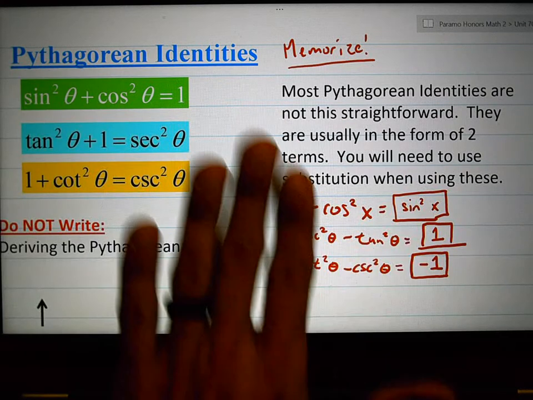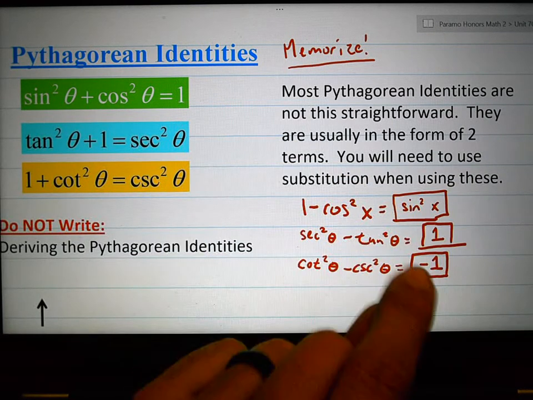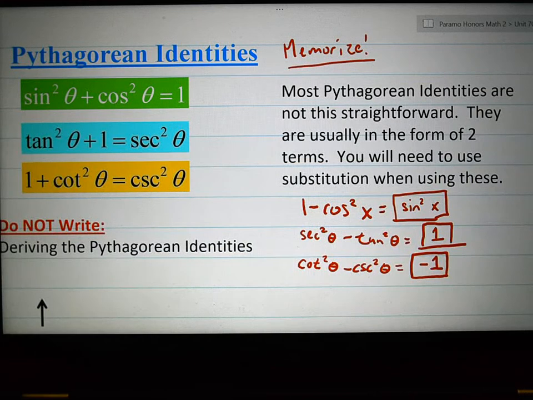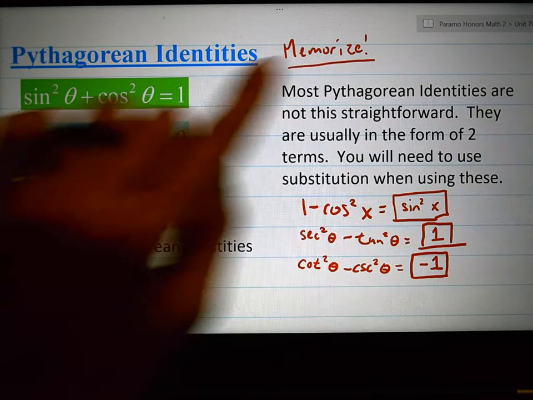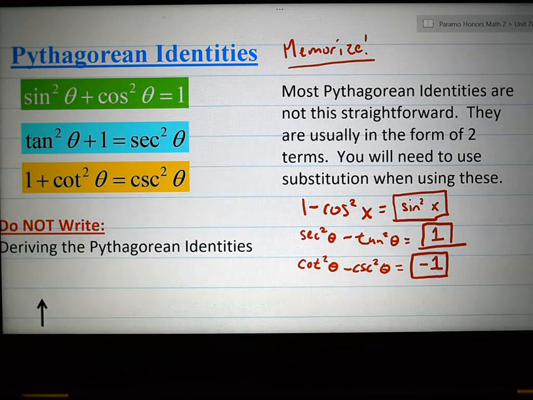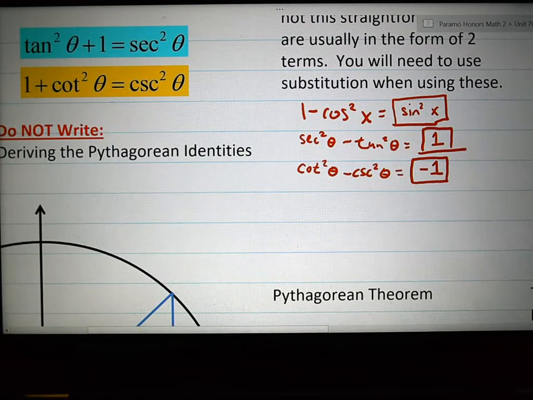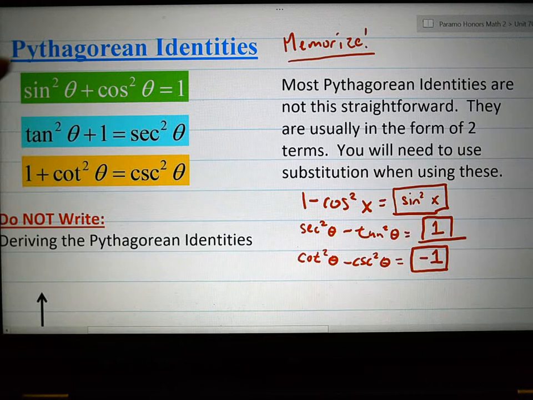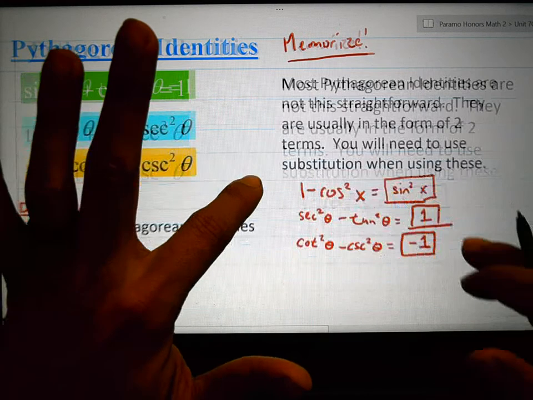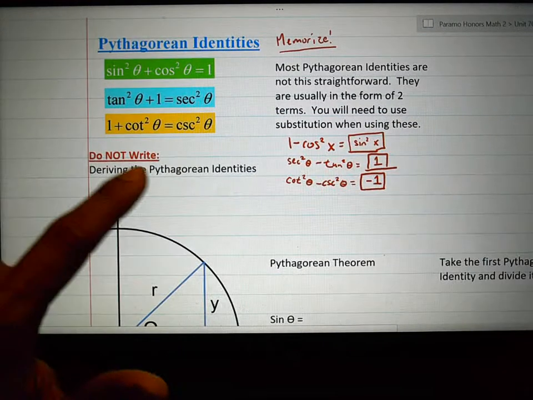You will need to get used to seeing these Pythagorean identities, and it's way better if you have them memorized because they're not going to be given to you at all on any quiz or test or worksheet. So with that being said, where do these things come from? I definitely want to show you where they come from, because I hate teaching you something unless I show you where it comes from. So this is what I'm going to do.